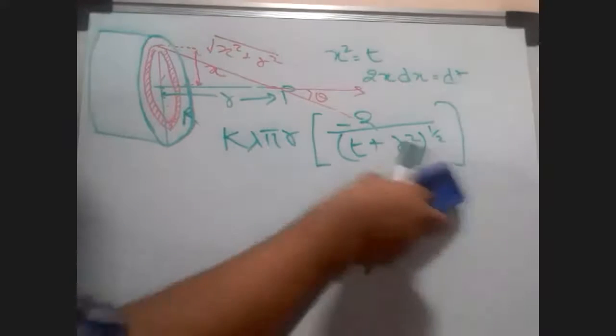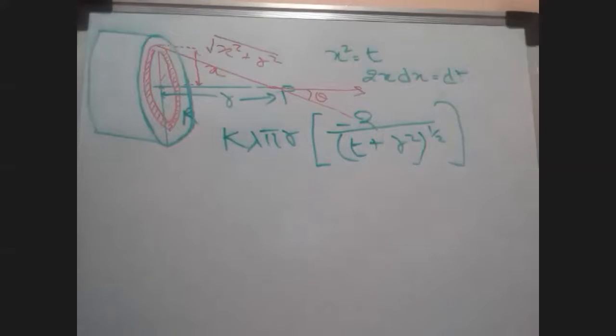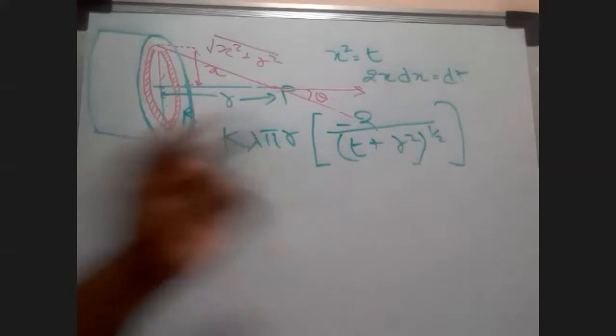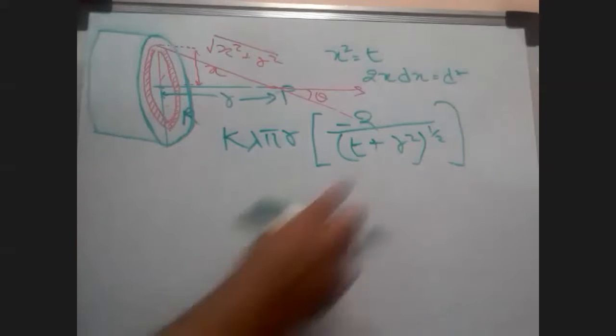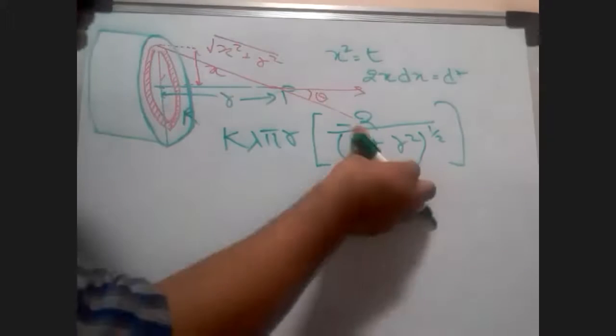Now we can start putting the limits. What is not a constant here? T. So instead of t, I can put x square back. Since the integration is already over, I don't need this t, so I can just remove it and put x square back. Is that clear?